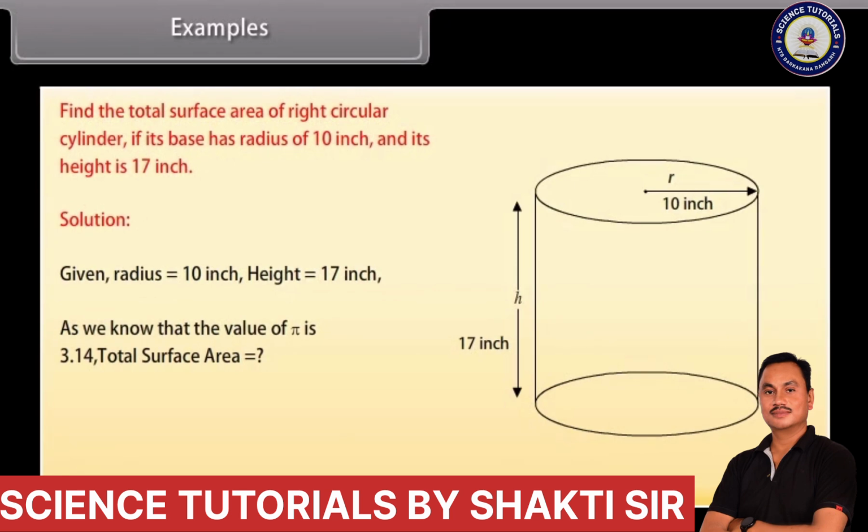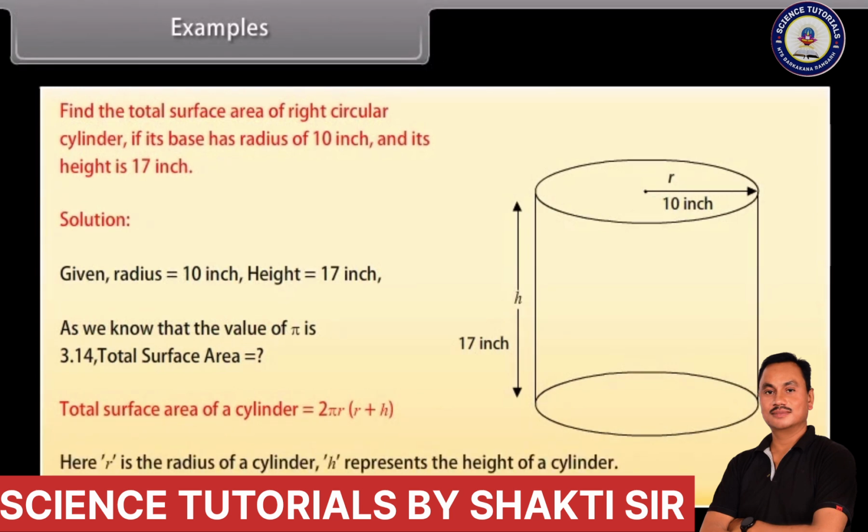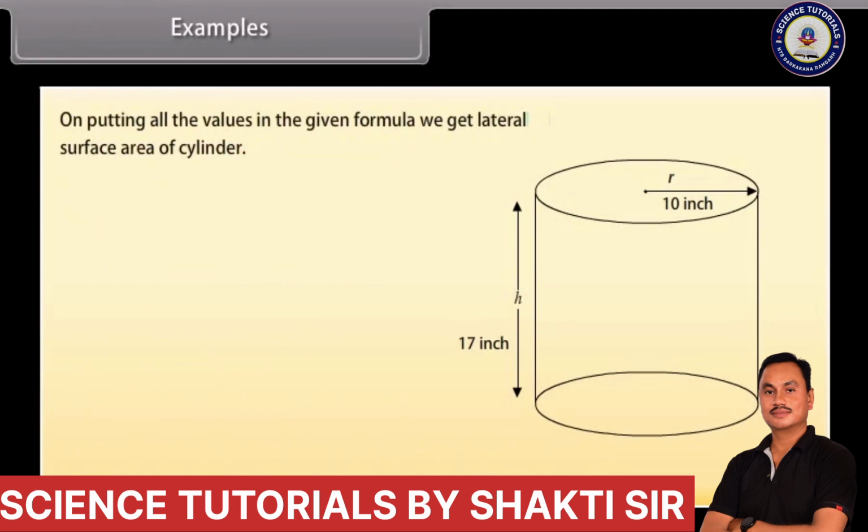We know that the formula for finding the total surface area of a cylinder is given by total surface area of a cylinder is equal to 2 pi r into r plus h. Here r is the radius of a cylinder and h represents the height of a cylinder. On putting all the values in the given formula, we get the total surface area of a cylinder is equal to 2 pi r into r plus h.